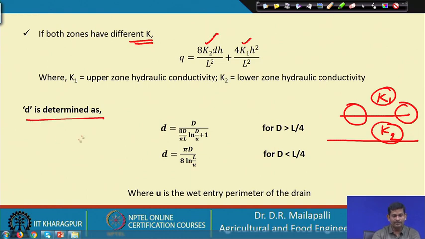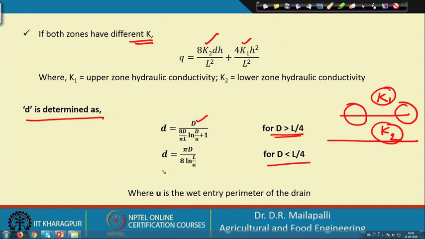Okay. So, small d is given or estimated as small d is equal to capital D divided by (D over pi L ln of D by u plus 1) when D is greater than L by 4, and for D less than L by 4 you get small d is equal to pi L by 8 ln of L by u, where u is the wet entry perimeter of the drain. Okay, we are going to see how to calculate the wet entry perimeter.